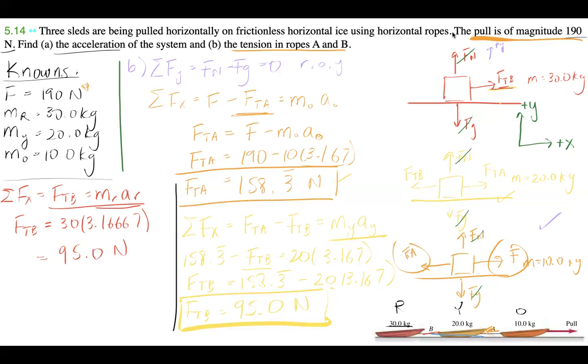We solved for the tension in rope A. I'm going to highlight that in a different color, let's highlight that in purple. So we have that, and then we also have FTB equal to 95 newtons. There we go.